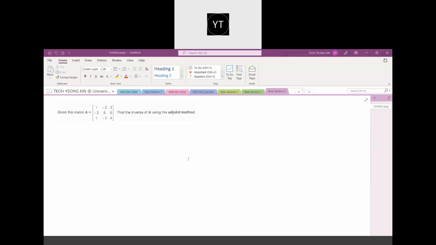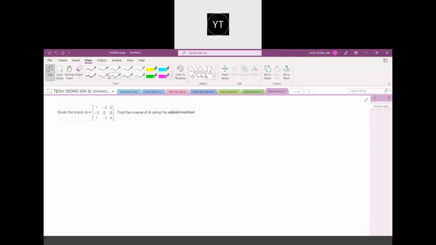So in this video, I will show you how to find the inverse of a matrix using the adjoint method. Dalam video kali ini, saya akan tunjukkan cara nak cari matrix songsang, inverse function. Let's say in this matrix, matrix A, using the adjoint method. Before we start, first we need to know the formula in order to find the inverse of matrix A, which is a 3 by 3 matrix.